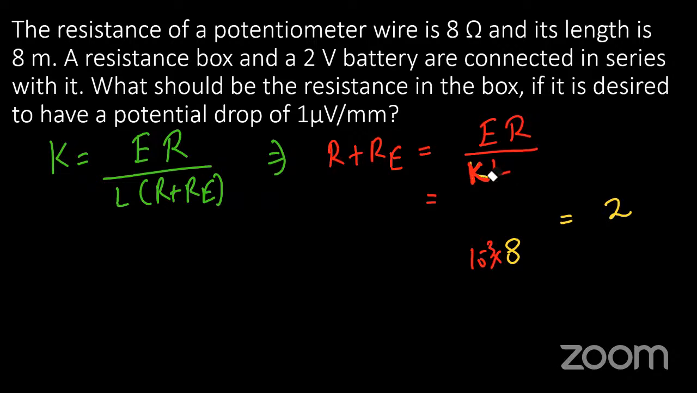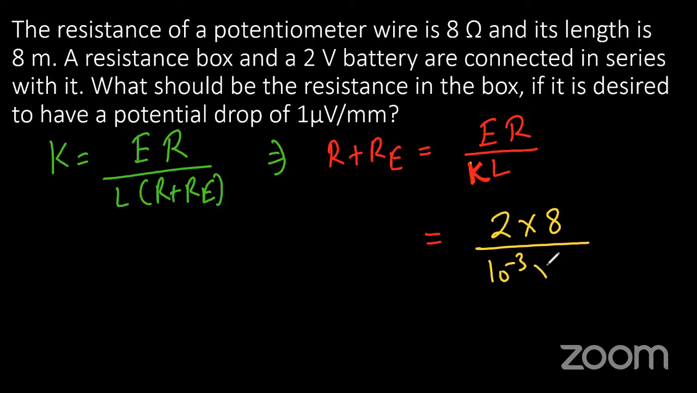ठीक है, फिर से सॉल्व करता हूँ. So while putting the values, do not make any mistake. जैसे मेरे से हुआ, do not make any mistake because that much practice you require. So this is 2, this is 8, this is 10 raised to minus 3, this one is 8. 8 and 8 get cancelled. 10 raised to minus 3 ऊपर जाएगा. So it is 2 into 10 raised to 3.